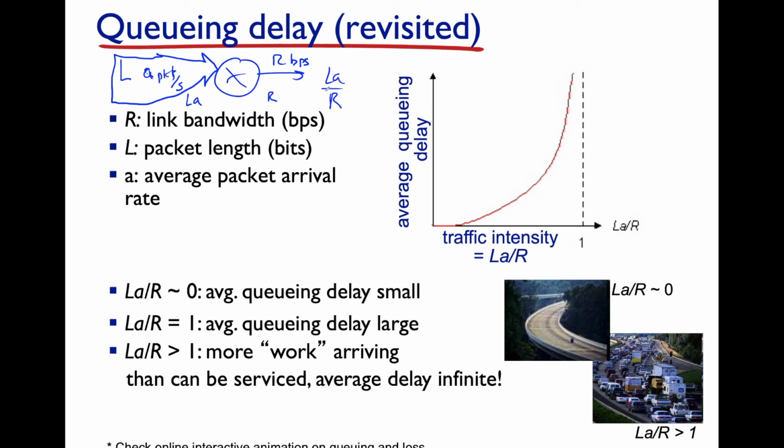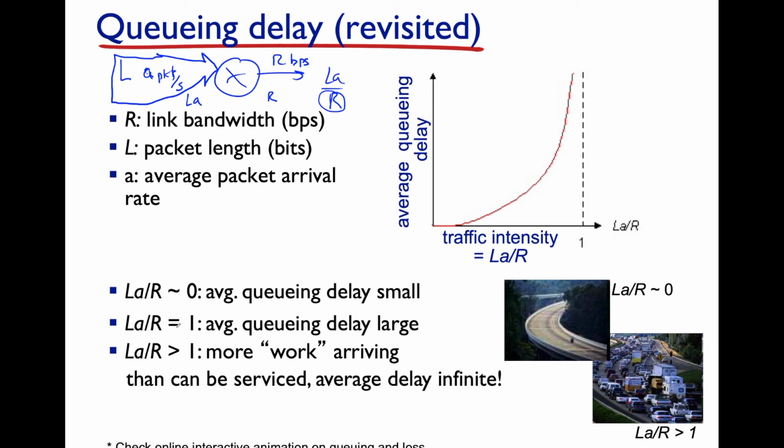So if LA over R is close to 0, what does that mean? It means the rate R at which data leaves the router is much greater than the amount of data that goes into the router. And if that's the case, the queues are going to be very small, and therefore your queuing delay is small, because if data leaves faster than it goes in, you don't need to store things in queues because there's nothing to build up.